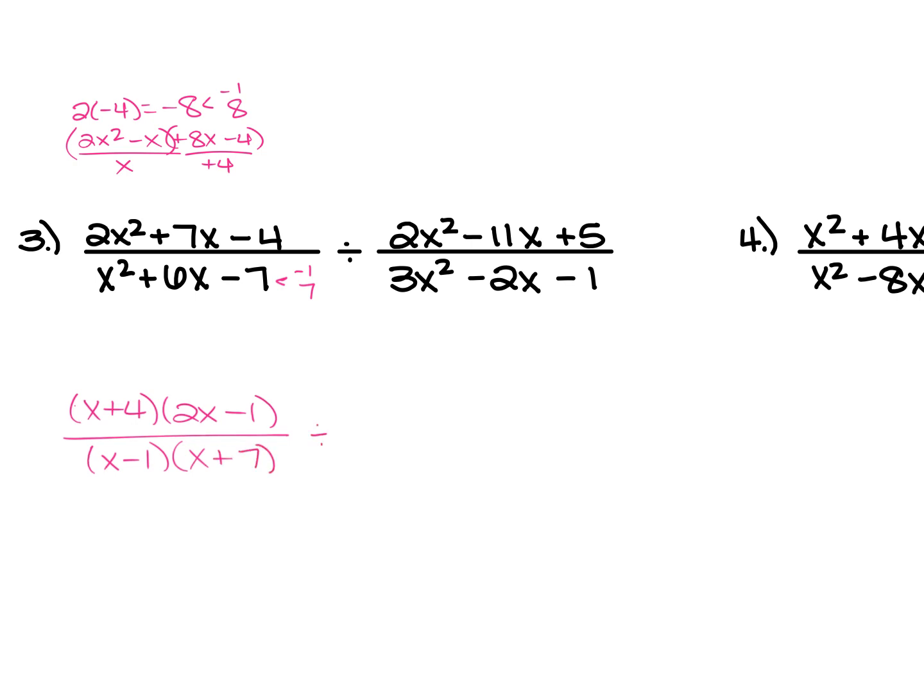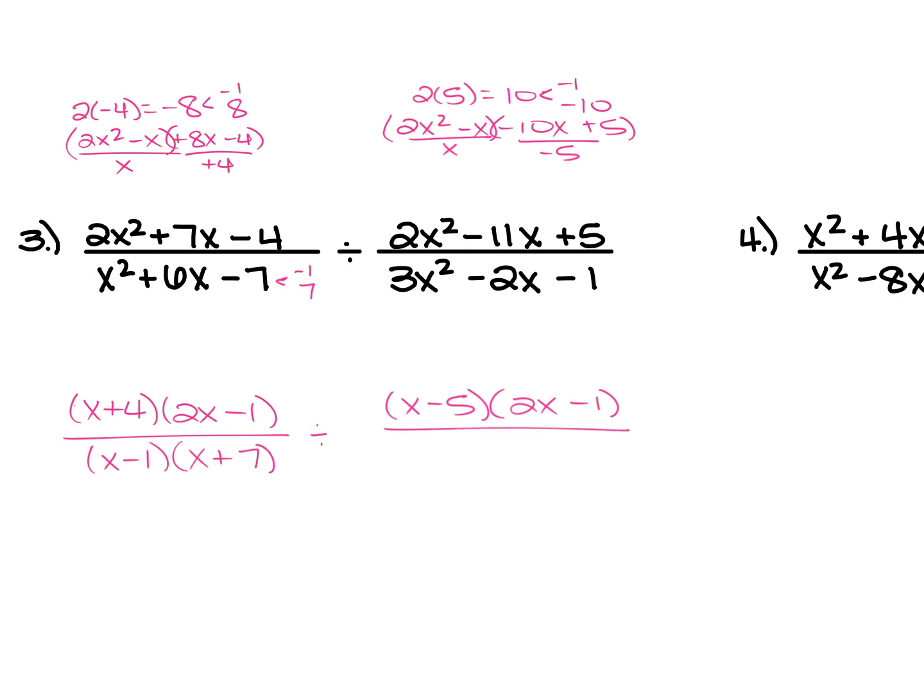Top of the second fraction, you're going to multiply the 2 and the 5. 2 times 5 is 10. Your factors of positive 10 that add up to be negative 11 are negative 1 and negative 10. So that's going to give you 2x squared minus x minus 10x plus 5. Group the first two, group the last two, factor out an x, factor out a negative 5. That gives you x minus 5 times 2x minus 1.